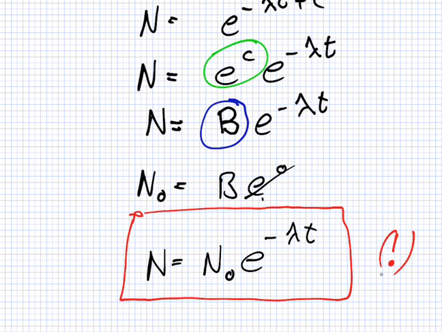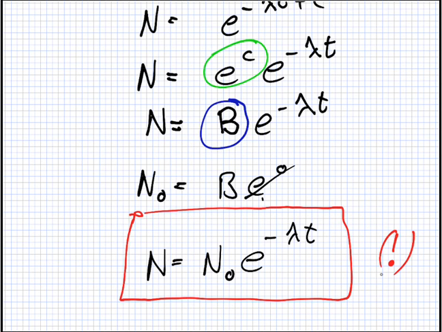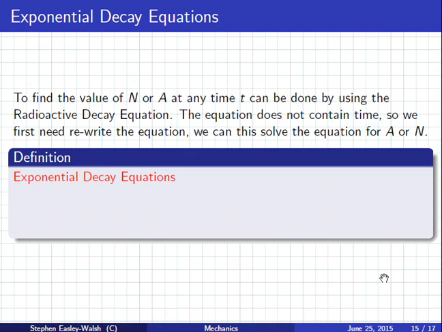Can I change the slides? You can do something similar with the activity as well, and basically get almost the same formula. So these two formulas are what you need: N is n0 e to the minus lambda t, and A is A0 e to the minus lambda t. Make sure you have them clearly written down. They're very important. Got them? Okay.